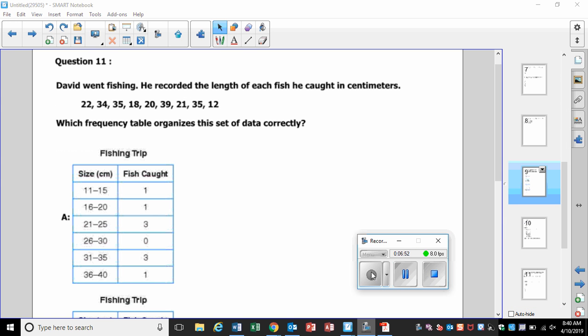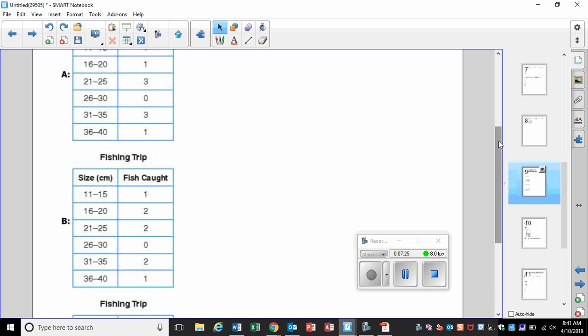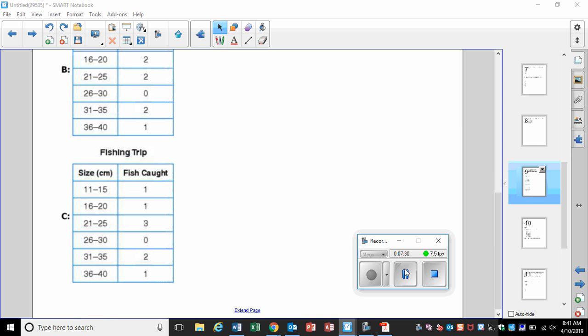Question 11. David went fishing. He recorded the length of each fish he caught in centimeters: 22, 34, 35, 18, 20, 39, 21, 35, 12. Which frequency table organizes this set of data correctly? Choice A, choice B, choice C, or choice D?